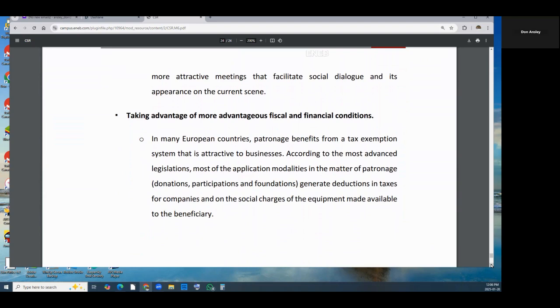In many European countries, patronage benefits from a tax exemption system that is attractive to businesses. According to the most advanced legislation, most of the application modalities in the matter of patronage, donations, participations, and foundations generate tax deductions for companies and on the social charges of the equipment made available to the beneficiary.